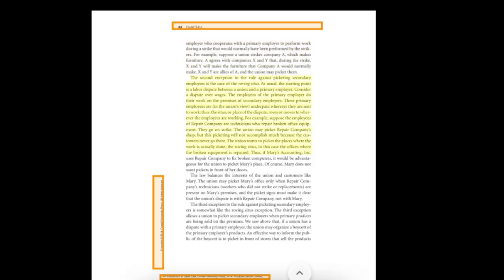The second exception to the rule against picketing secondary employers is the case of the roving situs. As usual, the starting point is a labor dispute between a union and a primary employer. Consider a dispute over wages. The employees of the primary employer do their work on the premises of secondary employers. These primary employees are, in the union's view, underpaid wherever they are sent to work. Thus, the situs, or place of the dispute, roves or moves to wherever the employees are working.